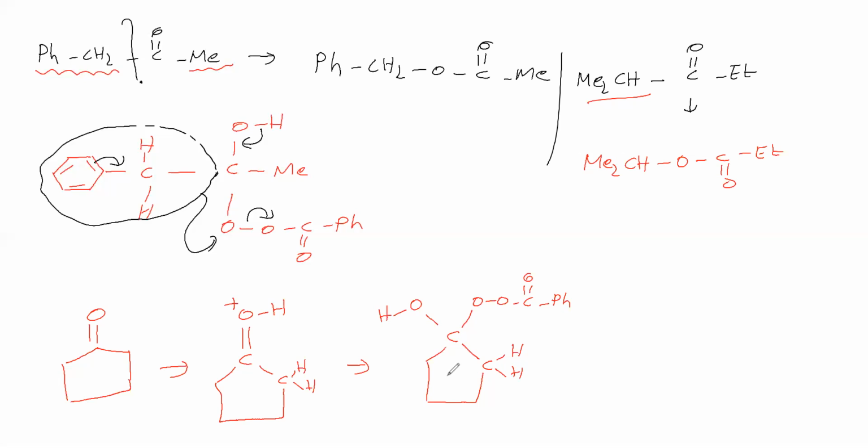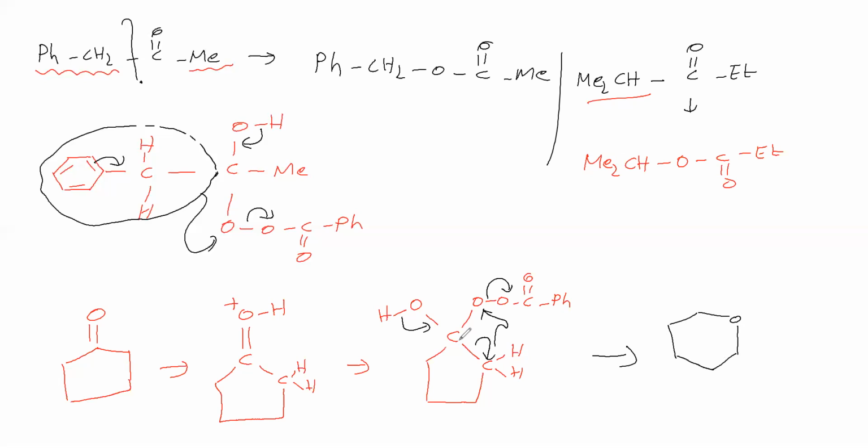Now we have to see the migration, how it is migrated. This bond is coming here. This bond is shifting here, attacking here. So what happens? Let's see what membered ring. Number 1, number 2, number 3, number 4, number 5. Here one more bond, so 6 bonds. A 6-membered compound is obtained.